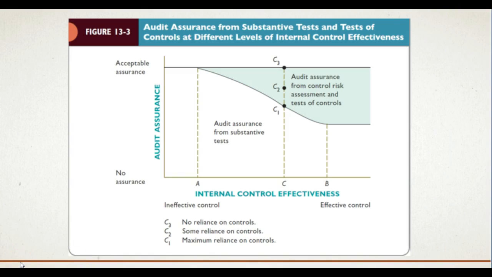In here, we have an illustration of the relationship between substantive tests and control risk assessment, including tests of controls at different levels of internal control effectiveness. The shaded area in Figure 13-3 is the maximum assurance obtainable from control risk assessment and tests of controls. At any point to the left of point A, assessed control risk is 1 because the auditor initially evaluated internal controls as ineffective based on the performance of risk assessment procedures. Notice in this figure that any point to the right of point B results in no further reduction of control risk because even with maximum reliance on controls, some substantive procedures are still required in an audit of financial statements.